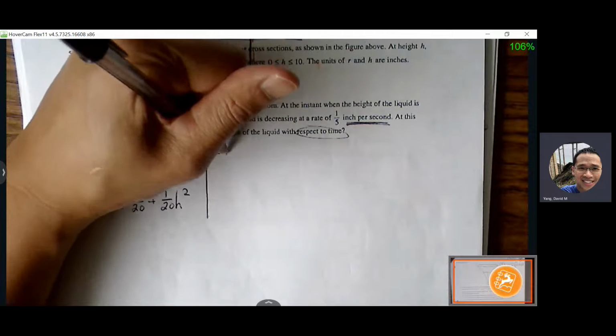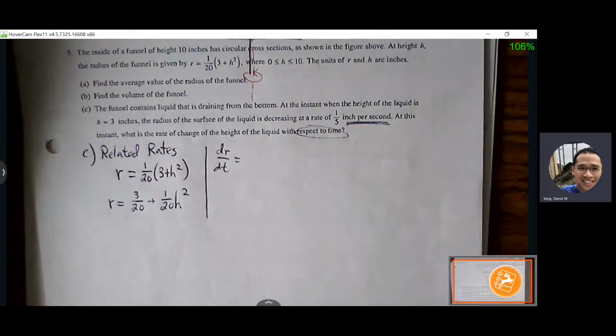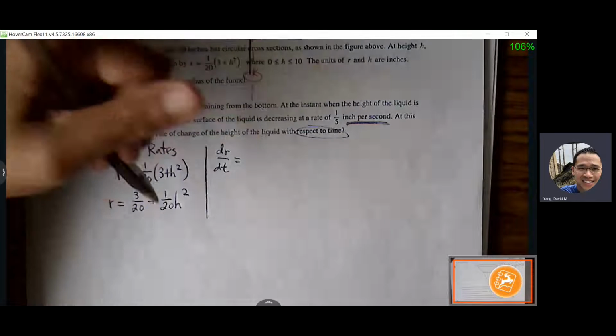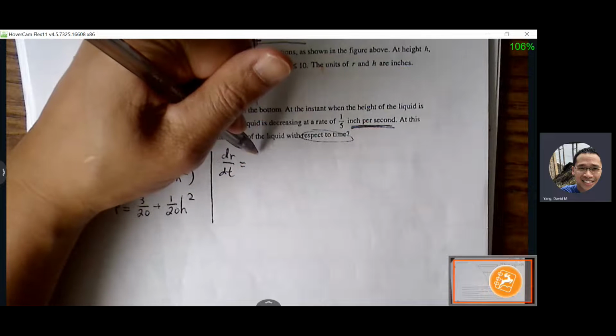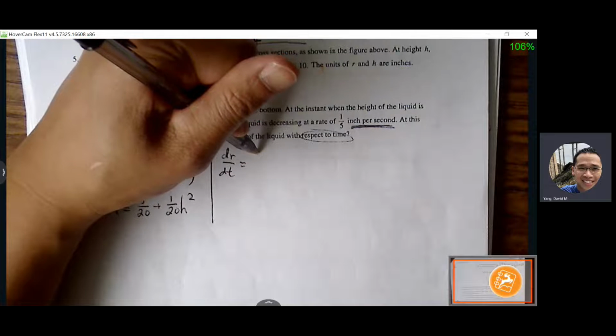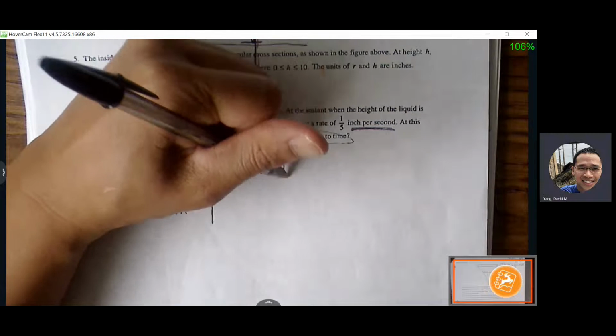R becomes dr dt, change in radius over time. 3 over 20 is a constant that goes away to 0, so leave that term out. Next, we go through power rule. 1 over 20th times 2h, and then dh dt.